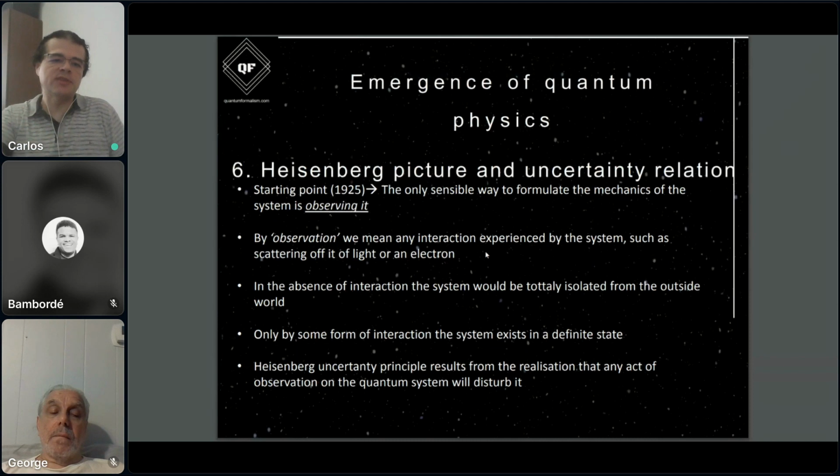So in the absence of interaction or observation, the system would be totally isolated from the outside world. And only by some form of, again, interaction or observation, the system would have a definite state. So the Heisenberg uncertainty principle results from the realization that any act of observation on a quantum system will disturb it.